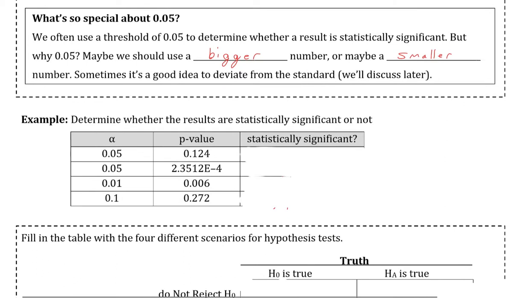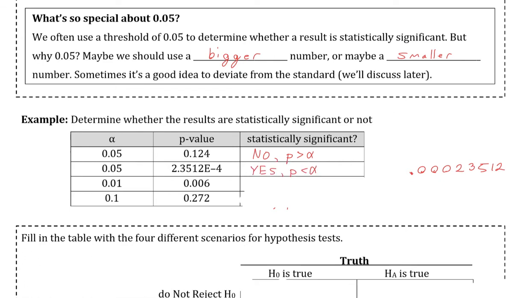First, if we have alpha 0.05, the standard, with a p-value of 0.124, we notice the p-value is greater than alpha, so we say that these results are not statistically significant because p is greater than alpha. For the second, if we have 0.05 again, for p-value though, we have 2.3512 e negative 4. That is scientific notation. That really means 0.000235512. We would then say that yes, this is statistically significant because the p-value is now less than alpha.